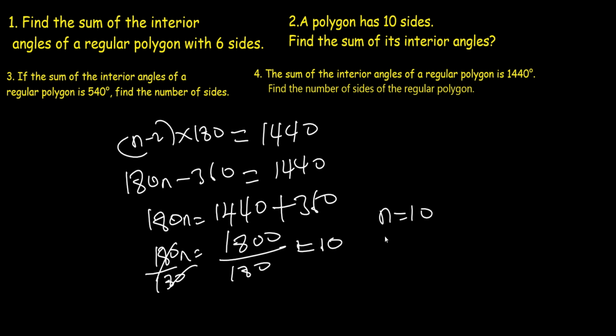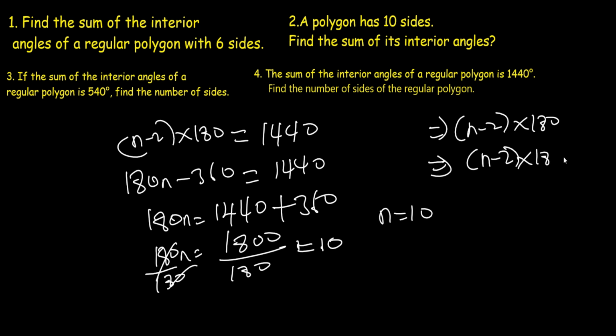So the four main formulas you have to know are: the sum of the interior angles is equal to n minus 2 times 180. Each interior angle is equal to n minus 2 times 180 over n. The sum of the exterior angles is equal to 360 degrees. And each exterior angle is equal to 360 over n.